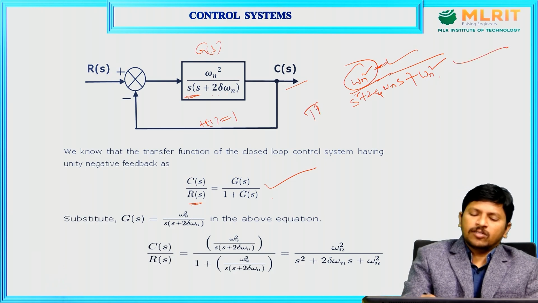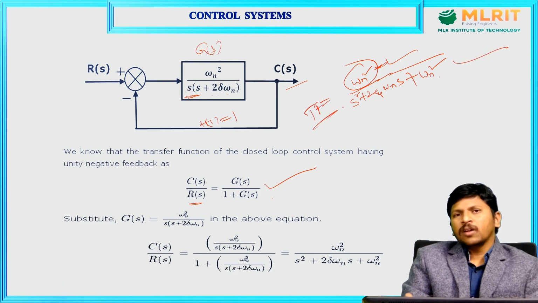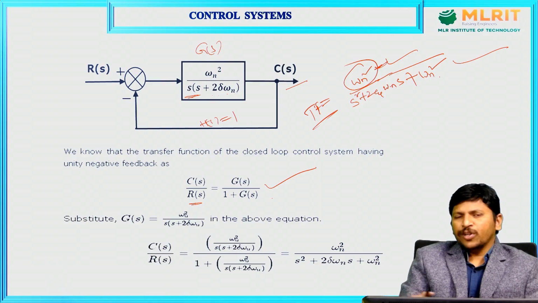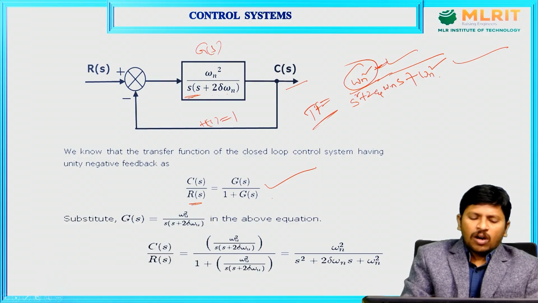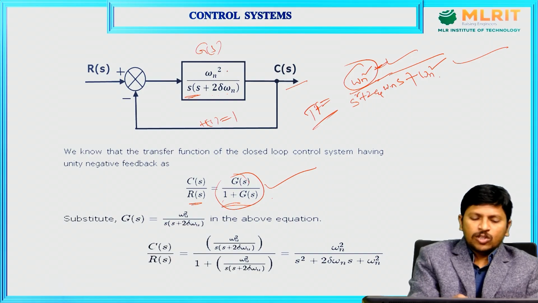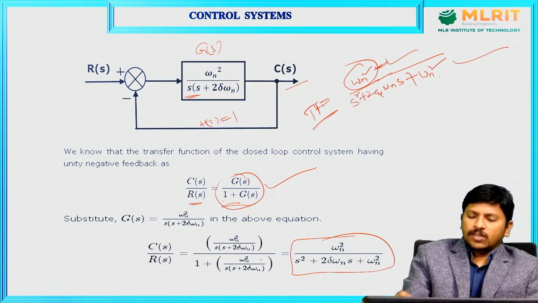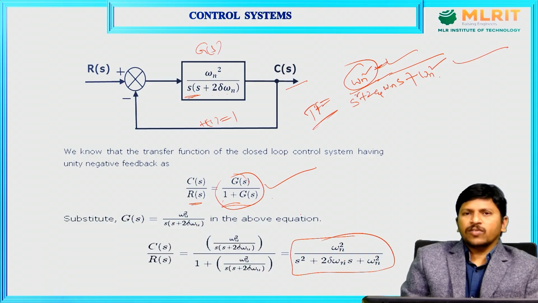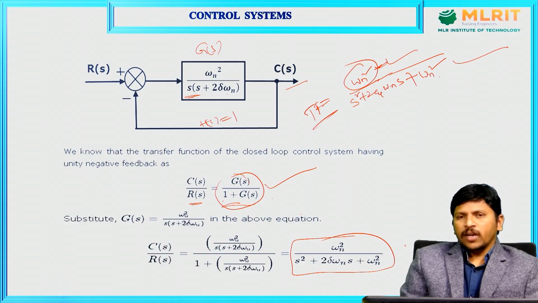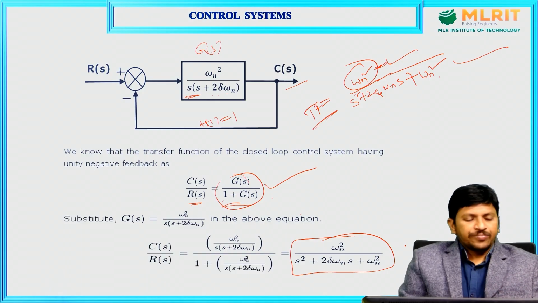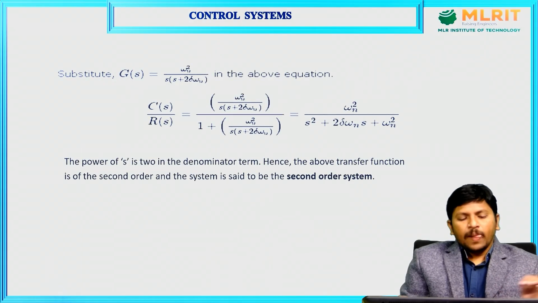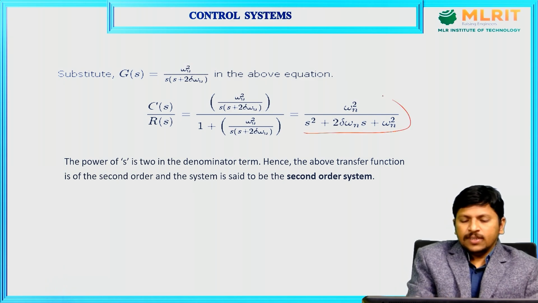This is the transfer function of the closed loop second order system for unity feedback directly, or else you can solve the equation G of s divided by 1 plus G of s. Substituting this G of s, finally you get this one. Here these two are the same: omega n square divided by s square plus 2 zeta omega n s plus omega n square.